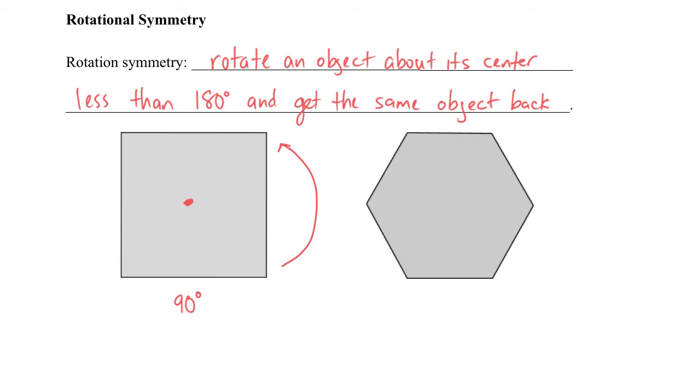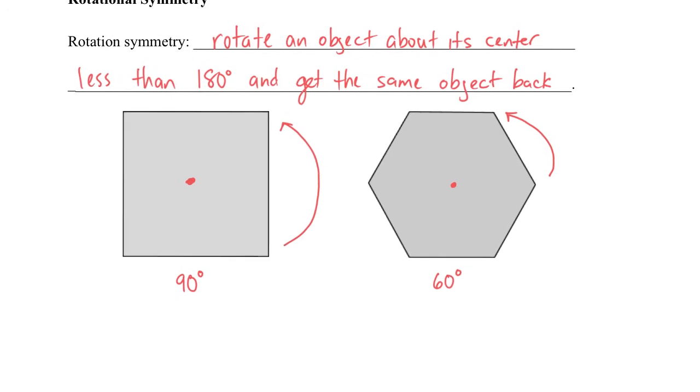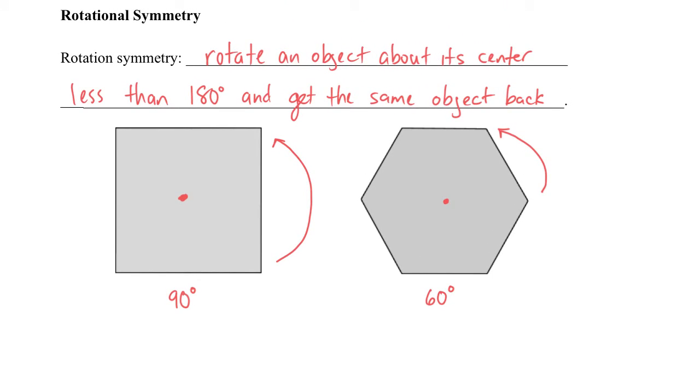Well, what about this hexagon right here? Again, I could rotate this hexagon and I would get the same object back. It turns out that for the hexagon, I only need to rotate it 60 degrees in order to get the same object back. You might be wondering where I'm coming up with those numbers. By the way, these numbers are called the degrees of rotational symmetry.